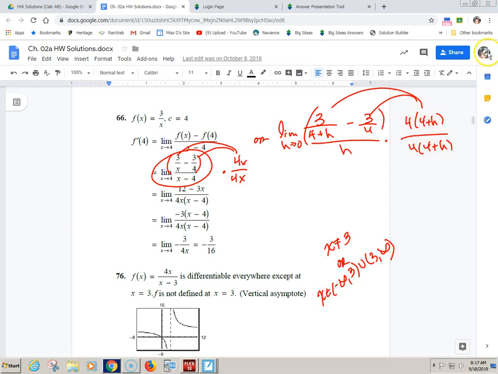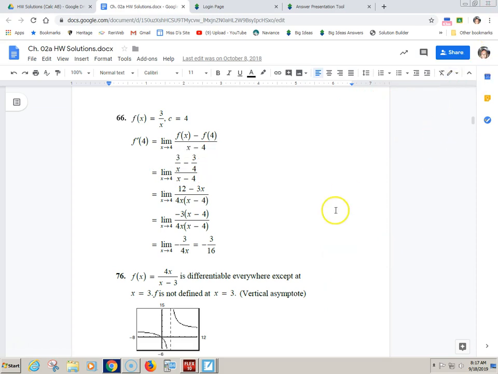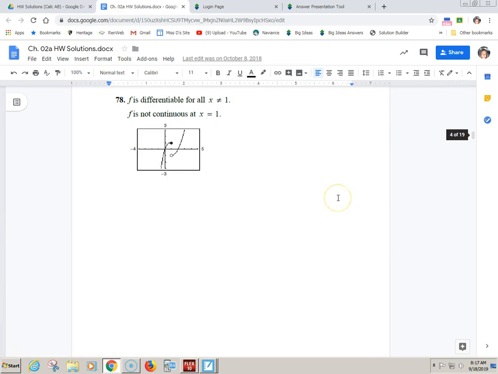76, once again, everything was good except for that vertical asymptote, and where a function is not continuous, it is not differentiable. Number 78 was good everywhere but 1. You could have also used the union notation, -infinity to 1 and then 1 to infinity. There was a break there, so the derivative does not exist.